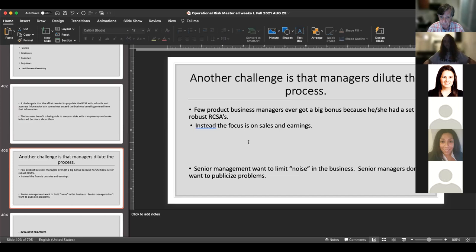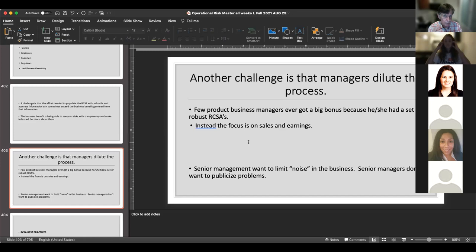If you're a senior manager in the business, you can spend your time working on RCSAs, but it's not going to be a priority for most people in the business. What they focus on are sales and earnings. So if you're in operations risk, you have to fight for the mind share of the rest of the business. Remember, we said early on that operations risk management is sort of like the bass in the background of the music.